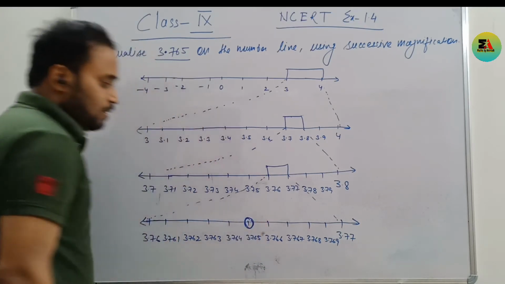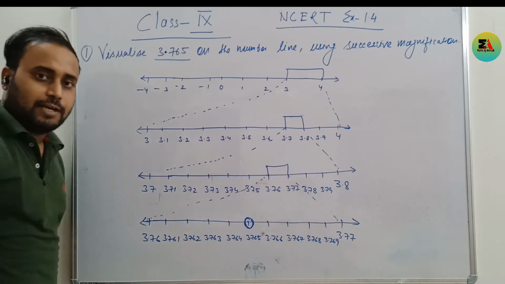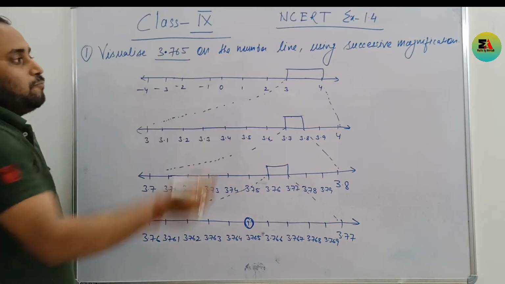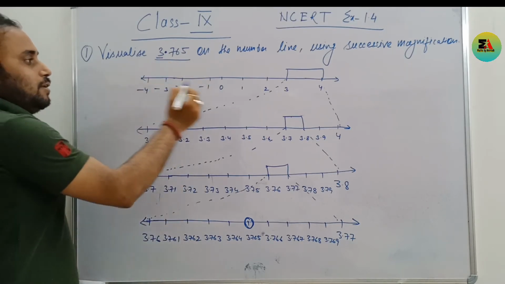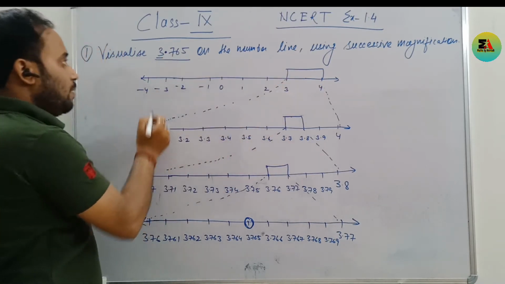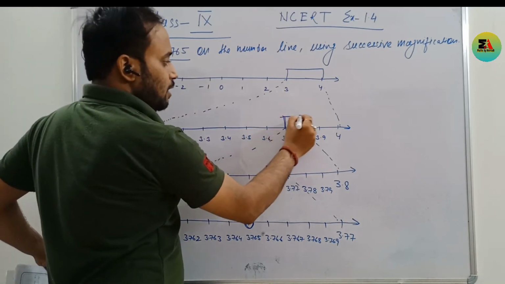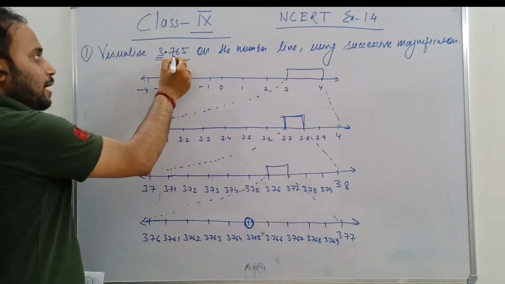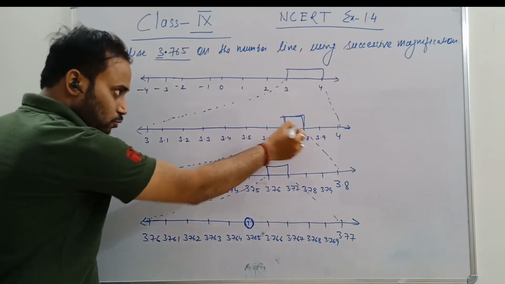This is our successive magnification. In successive magnification, what we do is magnify our number one by one. First we magnify: 3 lies between 3 and 4. Next we magnify 3.7, which lies between 3.7 and 3.8. Now again we magnify 3.76, which lies between 3.76 and 3.77.